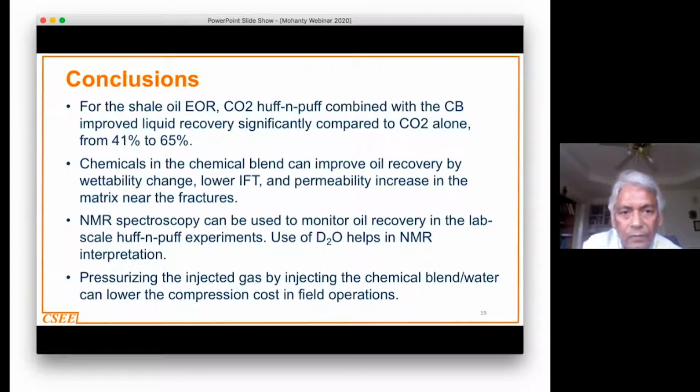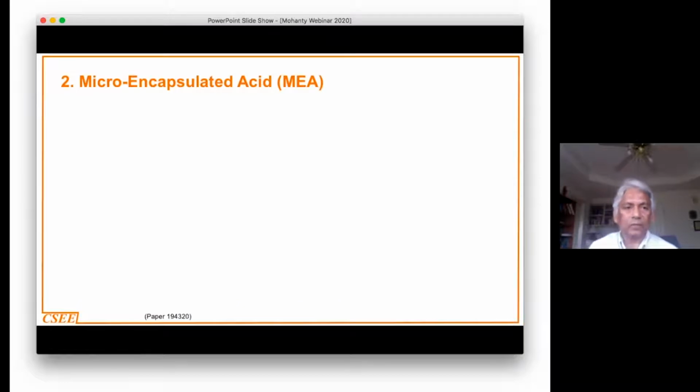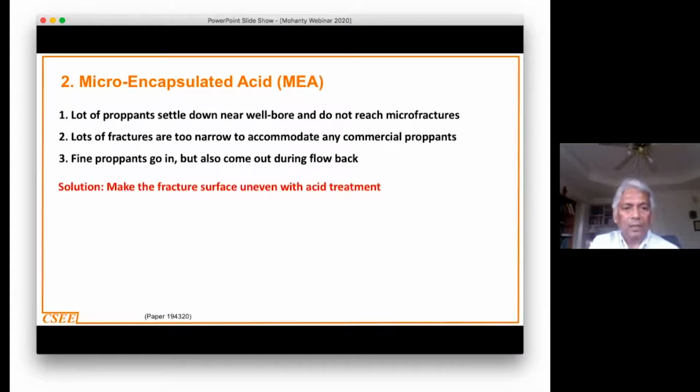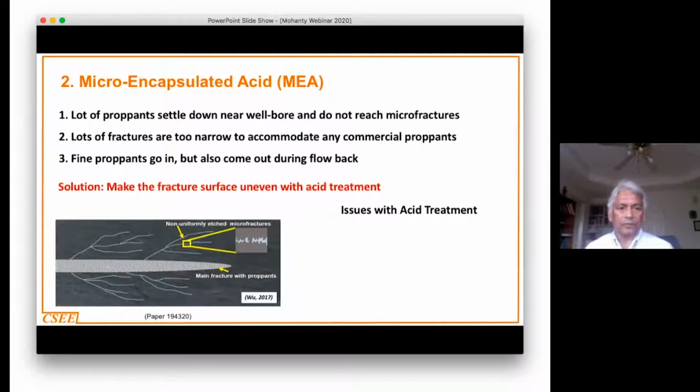Now I want to move into the second story. This is on Micro-Encapsulated Acid, MEA for short. So let me actually show this picture. When we do fracturing, we put in proppants. A lot of the proppants probably don't get to the microfractures, okay? Because either they settle out near the thing, and they're also too big to go into the very small microfractures.